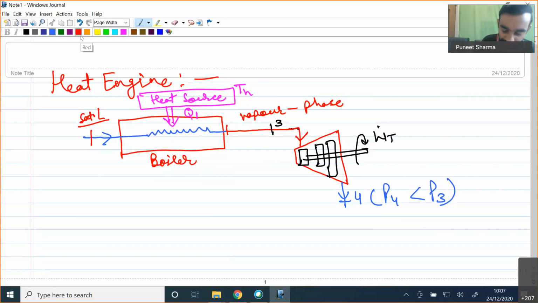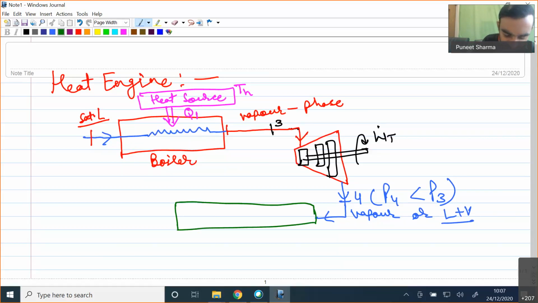After point 4, at this stage we will either have vapor or a mixture of liquid plus vapor, but obviously the majority will be vapor. After that, we connect one more device, which we call our condenser. In this condenser, the vapor or liquid plus vapor will be exchanging heat. It will exchange the heat with some heat sink.